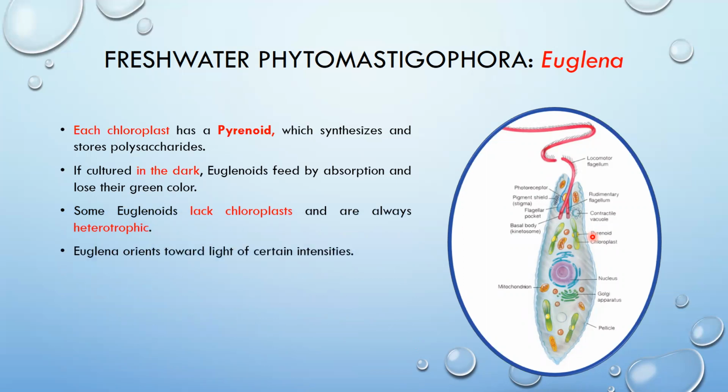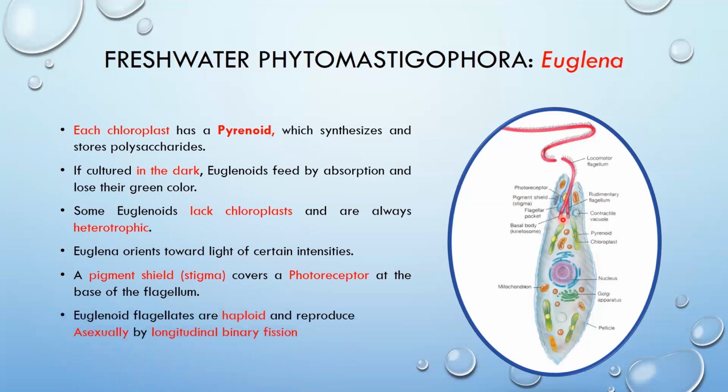Euglena orient towards the light of certain intensities. And why do they orient towards the light of certain intensities? Because they have a pigment shield, the stigma, that covers a photoreceptor at the base of the flagellum. As you can see here in the diagram, the pigment shield stigma covers the photoreceptor at the base of the flagellum.